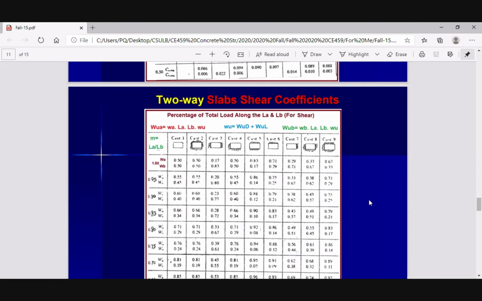So you have d, b, f prime c, 4,000 psi, 5,000 psi, whatever it is, times lambda, which is 1 for normal concrete, times 2. That's Vc, the nominal shear strength of the concrete only. Times phi for shear, you have that Vu strength. Compare it with Vu at d from the face of the support. If the concrete strength is more than this, there is no shear reinforcement required.